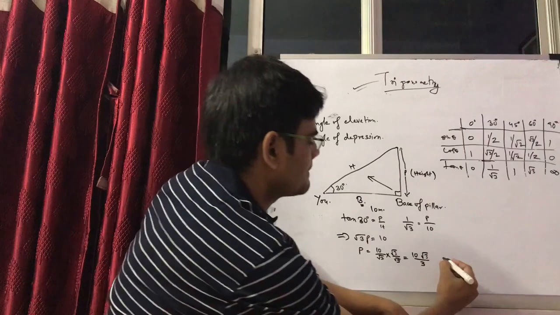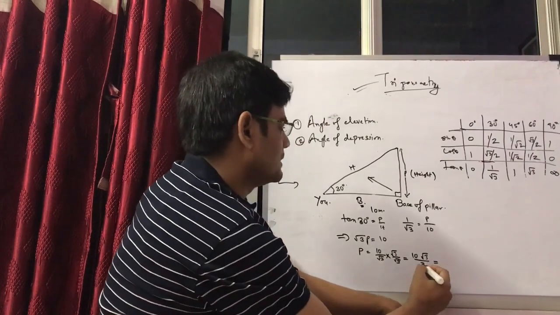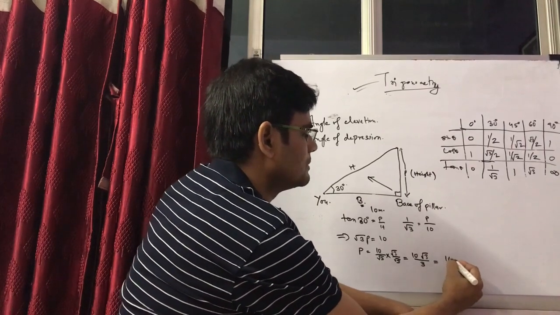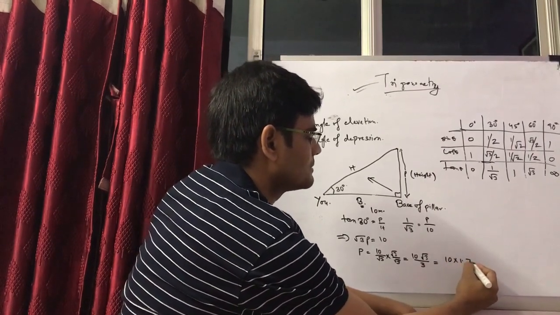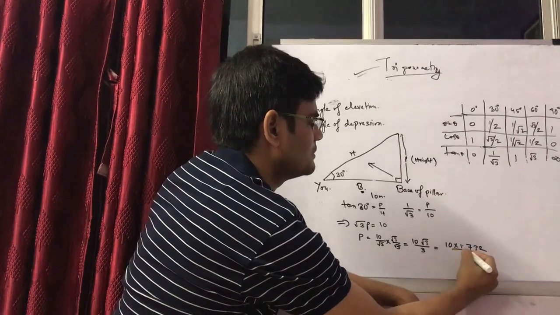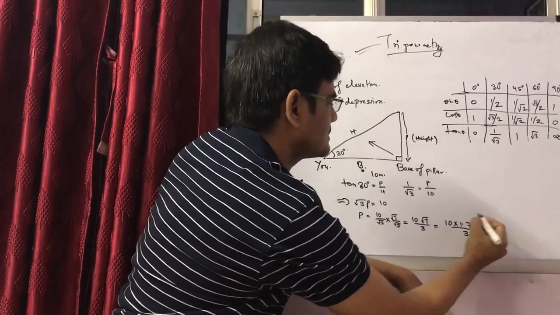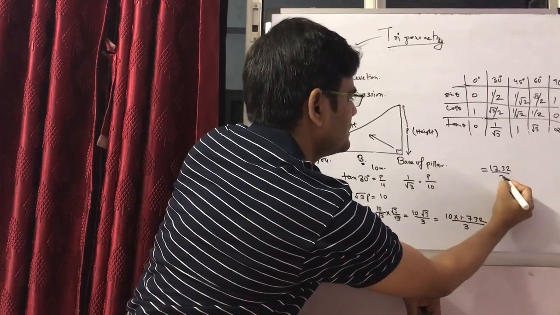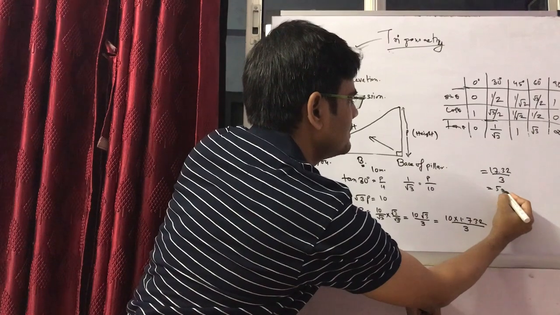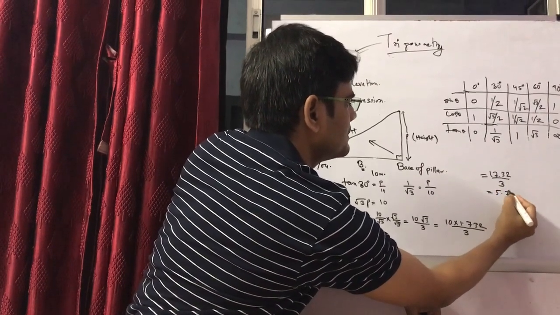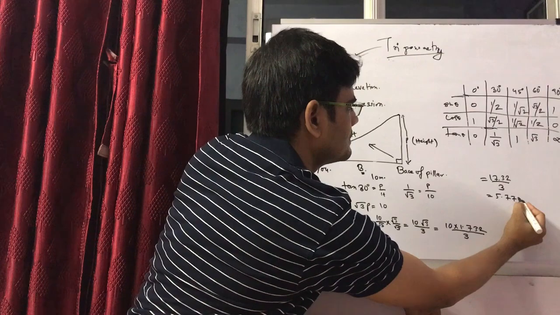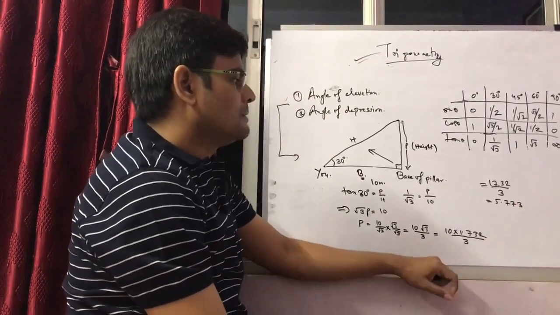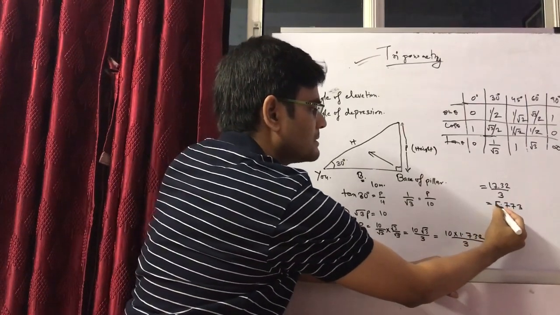So either you can leave it like this, or you can very well put the approximate value of this one. This is 17.32 by 3, and this is, 3 5s are 15, 3 7s are 21, something like that. So that's the height of the building.